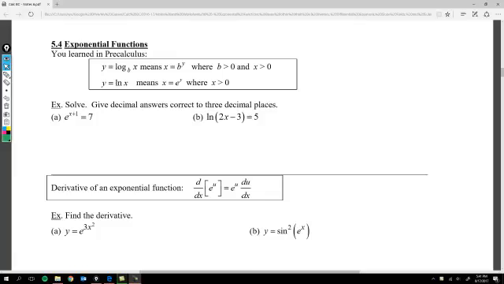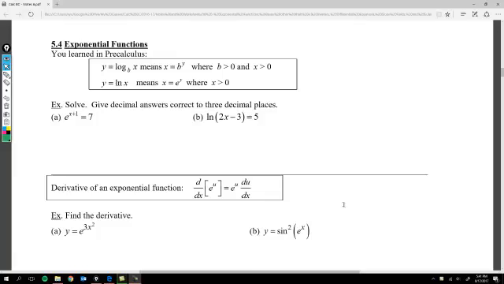Hi everyone, we are talking about exponential functions and their derivatives. This is what we already know, hopefully. A logarithm can be rewritten in terms of an exponent, including natural log. So a logarithm really is just an exponent. It's another way of writing an exponent, or it's our inverse function.